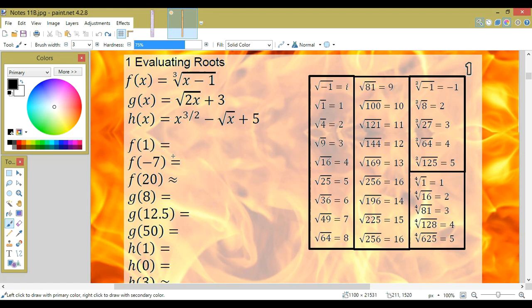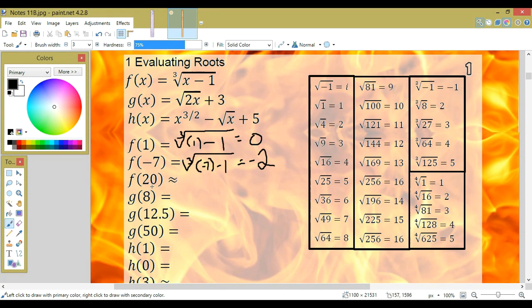F of 1 will have the cube root of parentheses 1, close parentheses, minus 1. And this is what you would type into the calculator under calculate. Once you type it in, you should get 0. Okay, f of negative 7. Do the same thing, except for now instead of a 1 inside parentheses, we put negative 7. If you type that into the calculator, you should get negative 2.